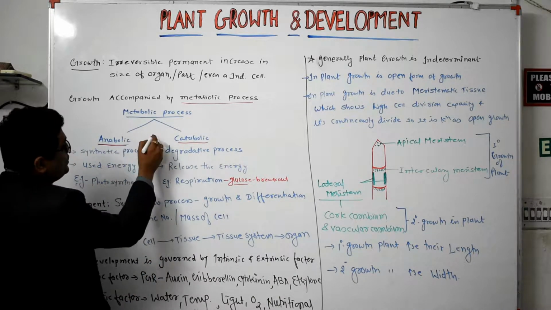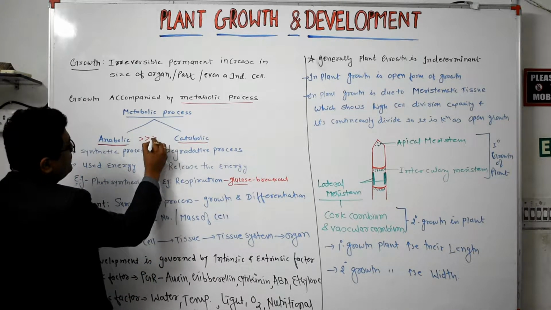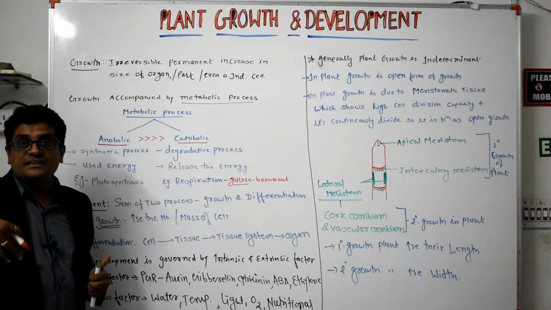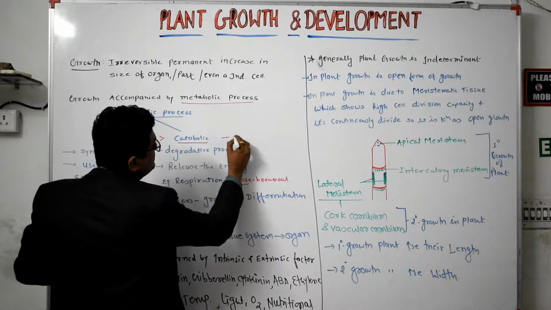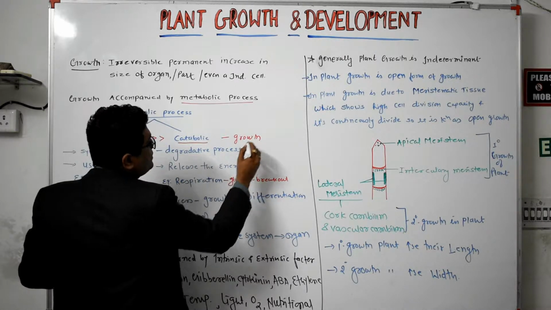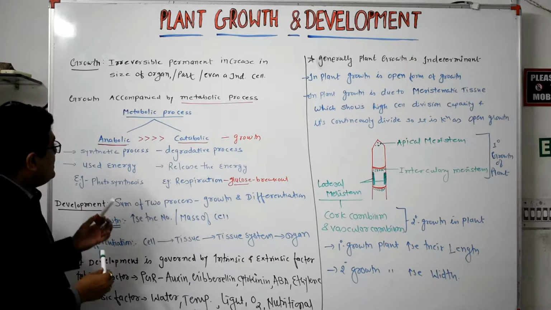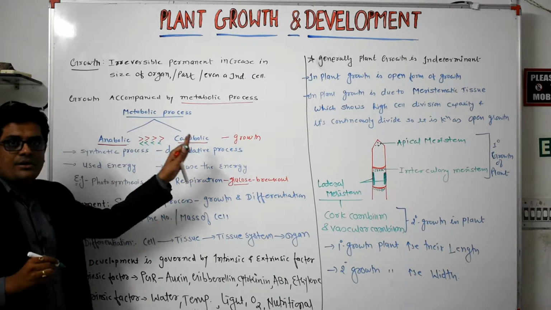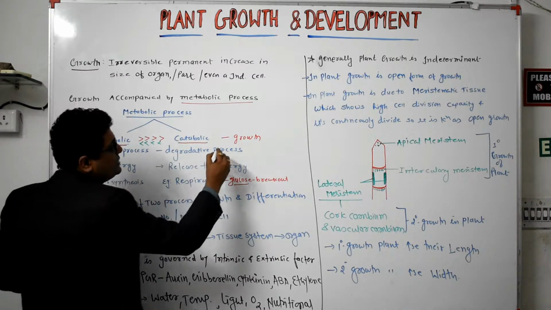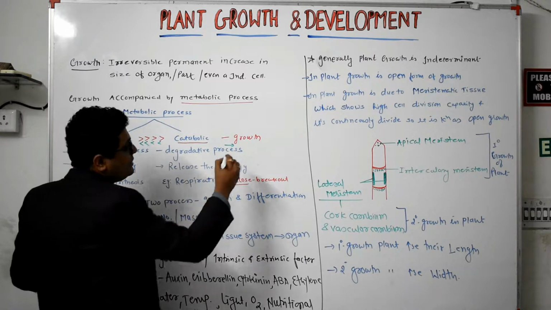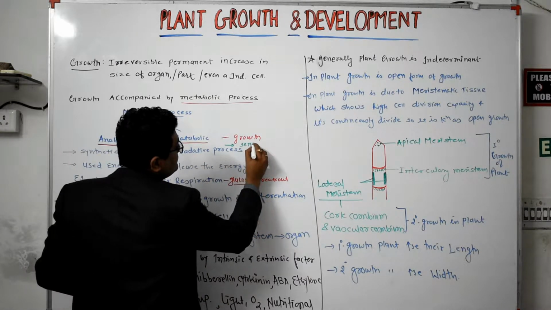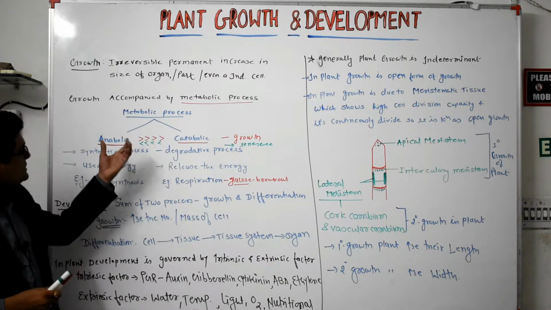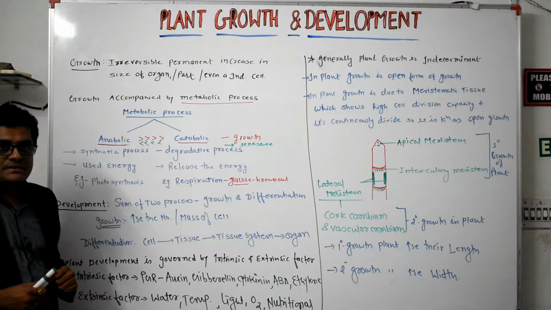Whenever the anabolic processes increase over the catabolic process, it results in growth, or when the anabolic processes decrease, then the catabolic process results in senescence. Okay, so this is called anabolic and catabolic process.